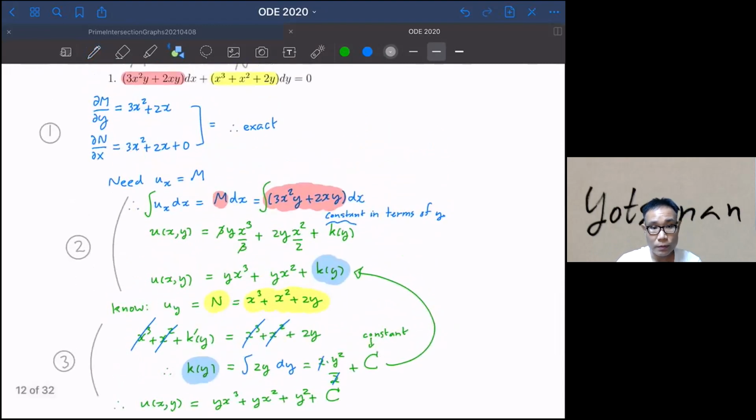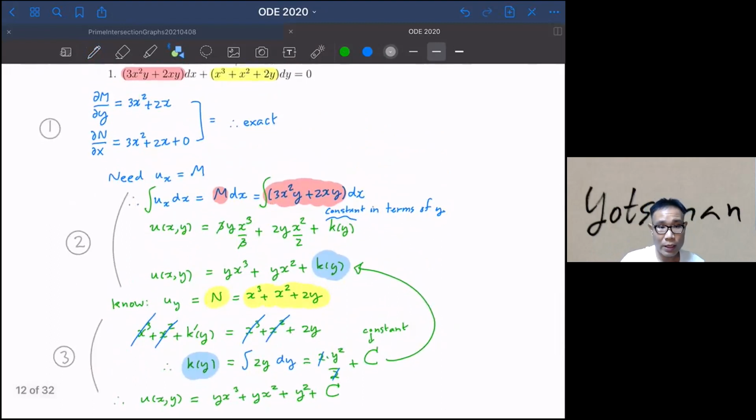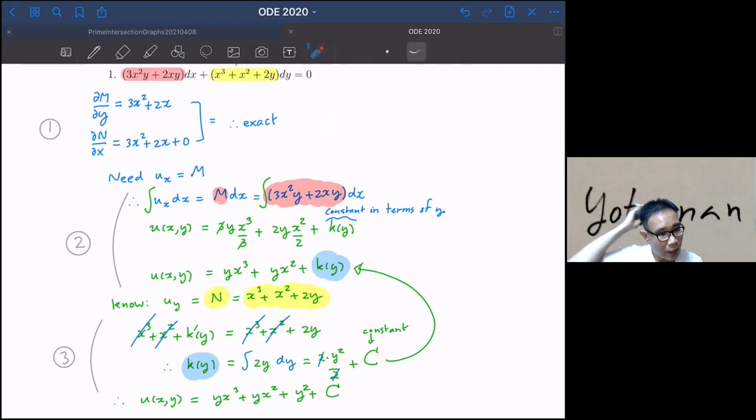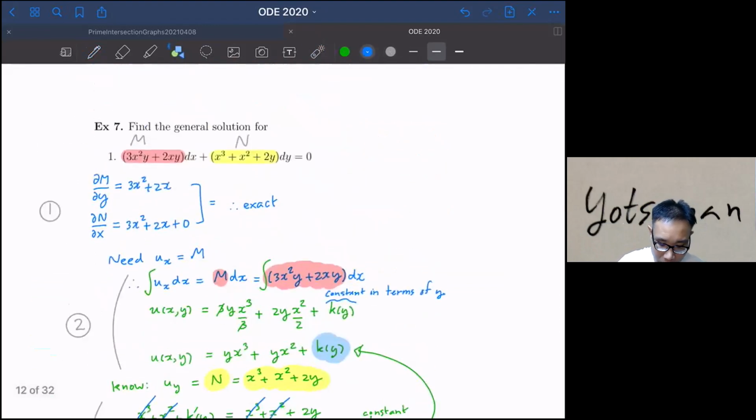This one is a little bit long, so we're going to have a shorter way to solve this equation. The first step turned out to be the same: you need to check for exactness of the equation. The second step turned out to be different, so let's do another way. For this one, I'm going to copy everything down. I'm going to take a screenshot here.